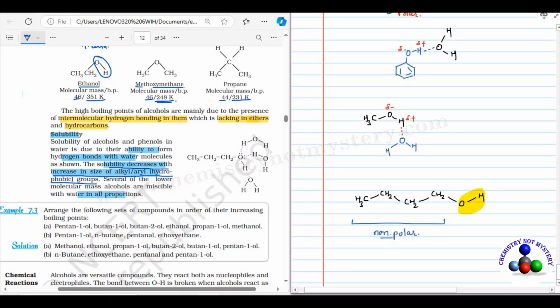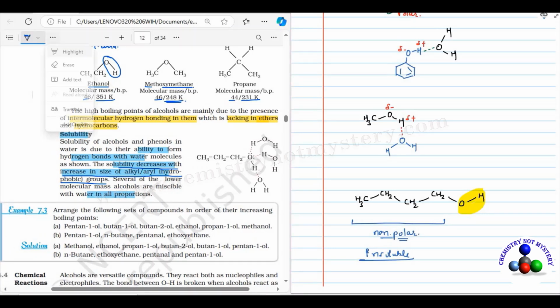As this part is the non-polar part of the molecule, it will be less soluble in water, or you can say insoluble in water. Because of this part, the molecule will be insoluble in water, because only polar molecules are soluble in water. That's why it is written here, lower molecular mass alcohols are miscible with water in all proportions. But when you increase the hydrophobic part of the molecule, it will be less soluble in water. Now let's try to solve these examples.